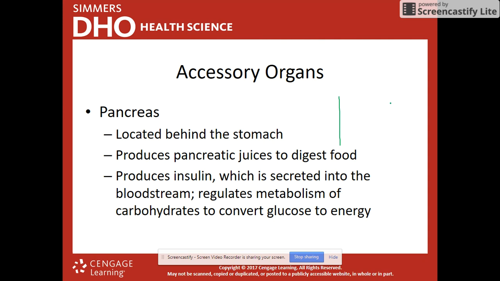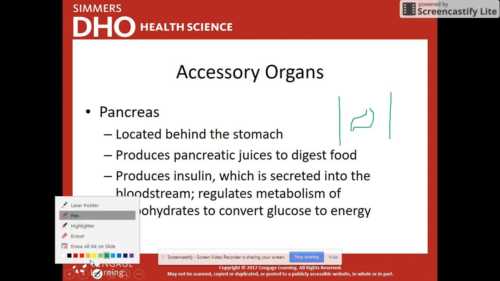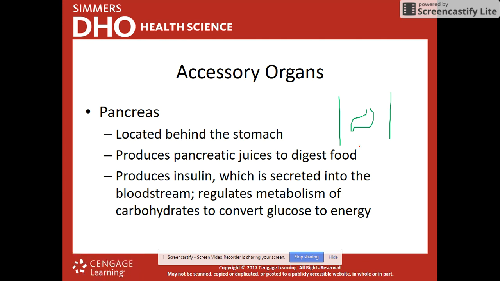So again, person, I'm not going to draw the arms this time. So we have the stomach here, like so, and pancreas sits back behind it. So pretend that this is behind. And it's kind of a long, tubey looking.